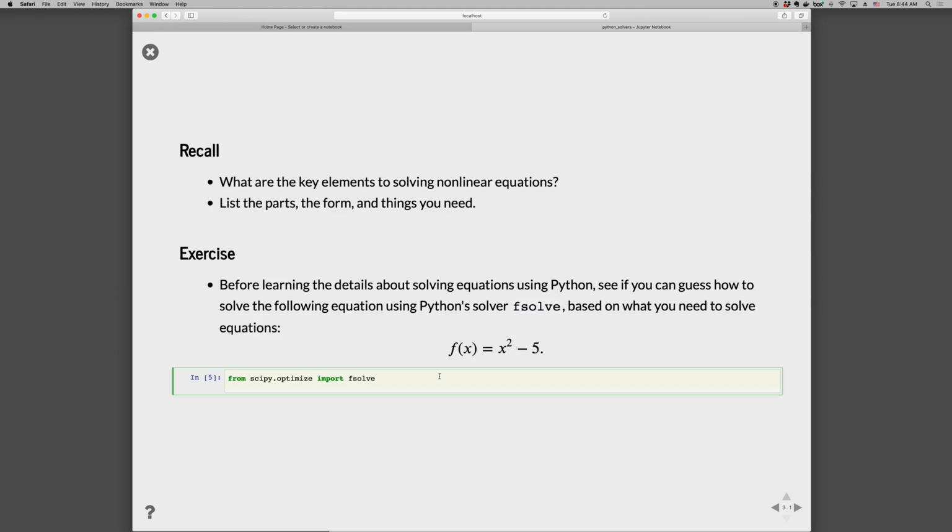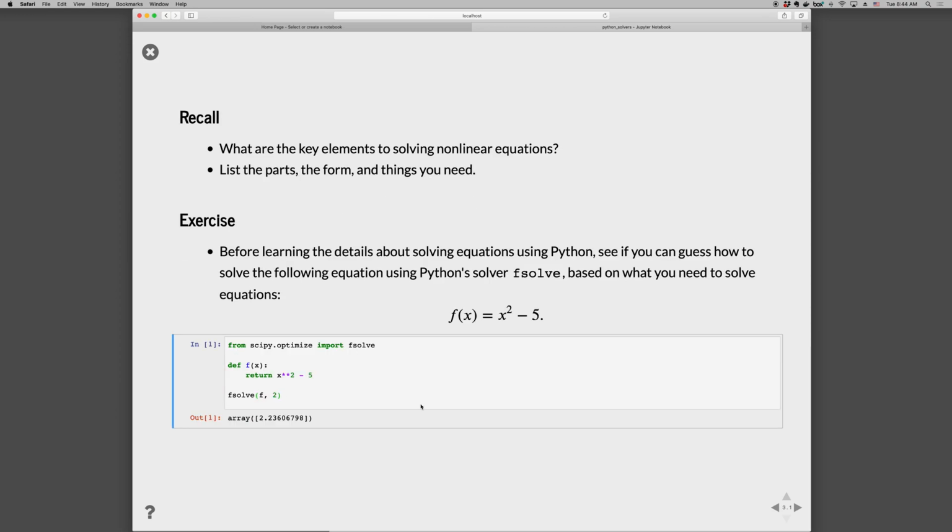Okay, we have the library: from scipy.optimize import fsolve. We know we're going to be solving it in the form f of x equals 0, so we're going to need a function to solve: def f of x, return x squared minus 5. So that gives us the function. And then we know we're going to use fsolve, and we might guess that fsolve is going to want the function, and it's going to want the initial guess. So let's give it a guess of like 2. And when we run this, in fact, we get the answer.